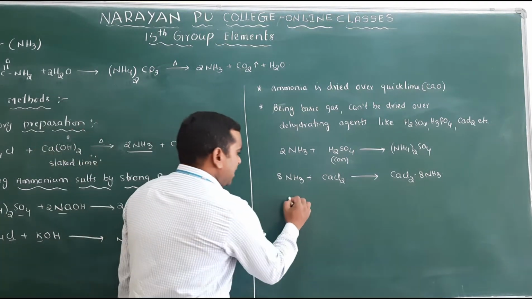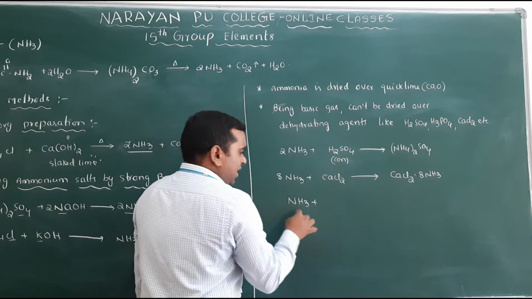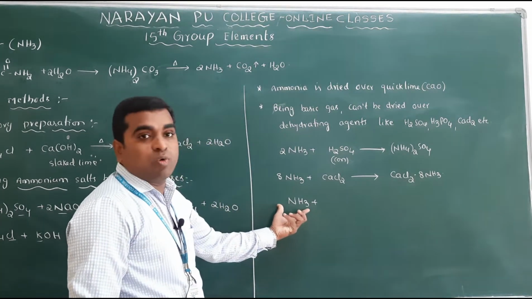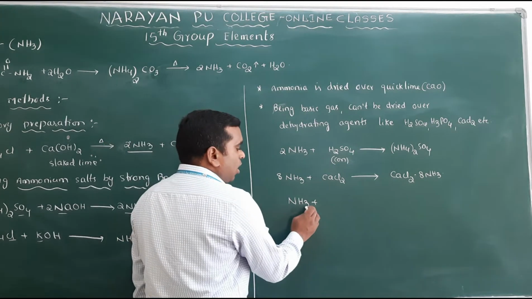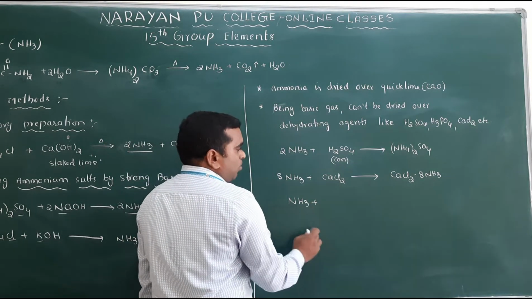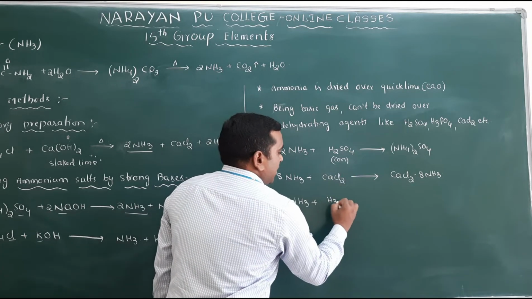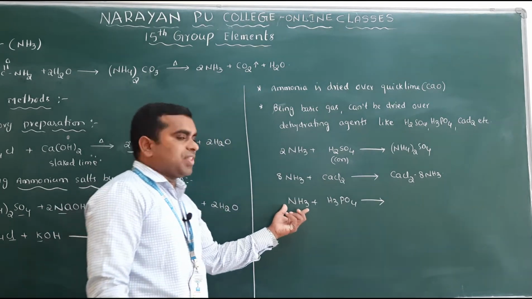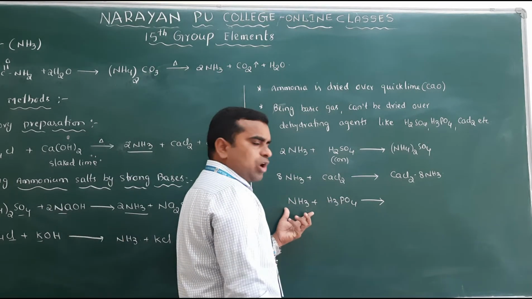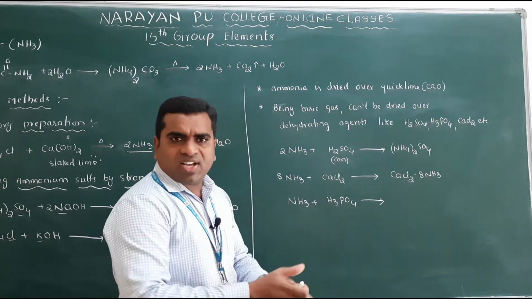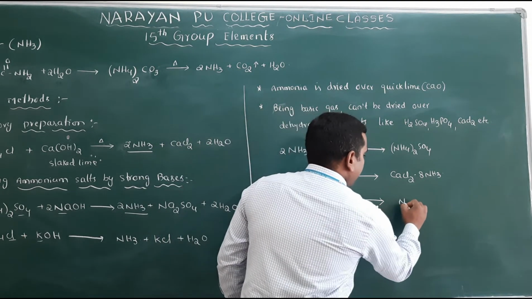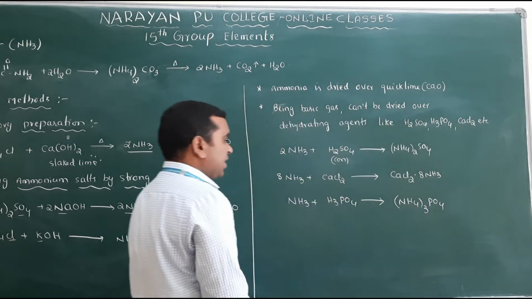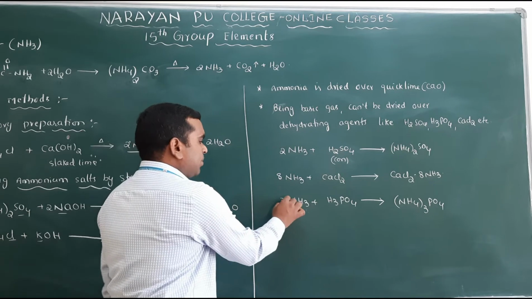In the same way, if I take ammonia, moist ammonia, and want to remove the water using phosphoric acid, then it cannot be. Why? Because it is a base and it is an acid, a reaction takes place. Then what will you get here? You will get ammonium phosphate, PO4. So take 3 moles here.